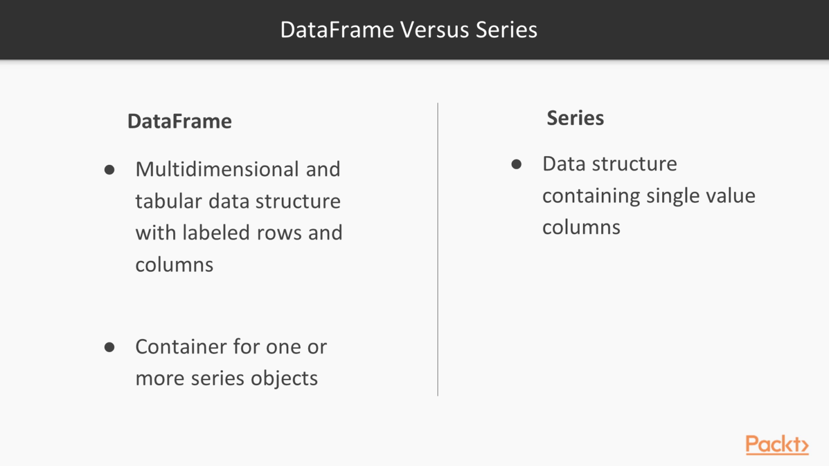So what is the difference between Pandas data frame and Pandas series? Pandas data frame is a multidimensional tabular data structure with labeled rows and columns. Series is a data structure containing single column values. So a Pandas data frame can be thought of as a container for one or more series objects.